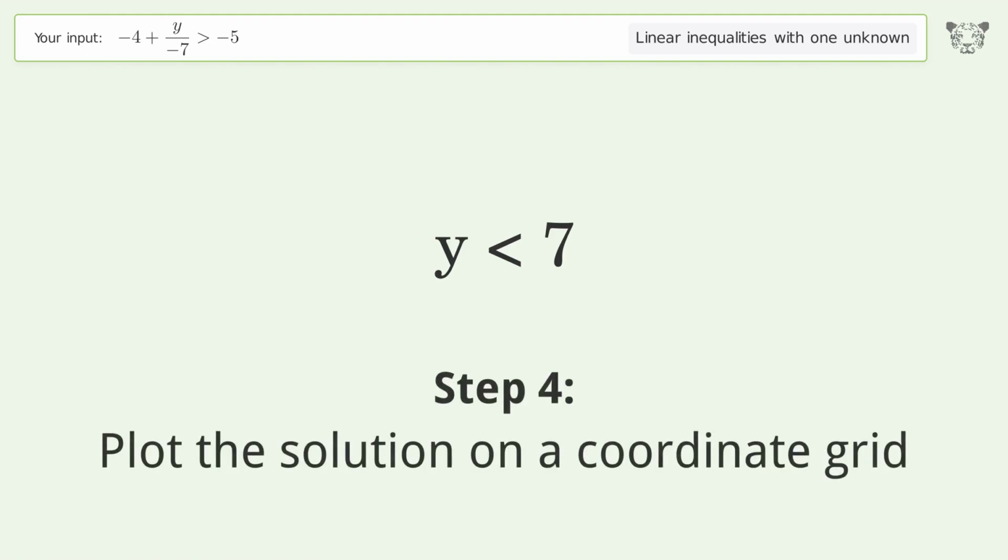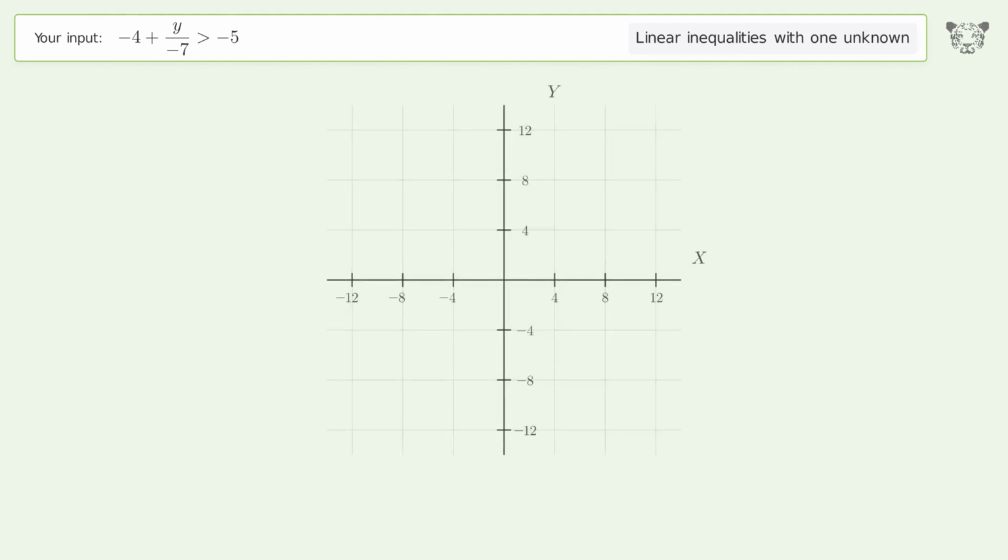Plot the solution on a coordinate grid. And so the final result is y smaller than 7.